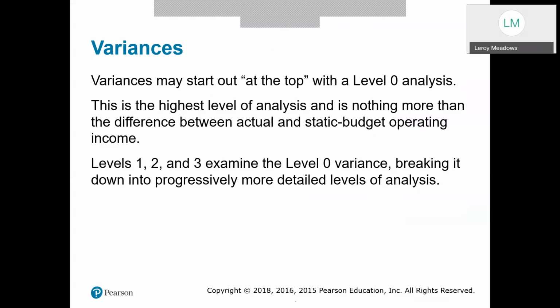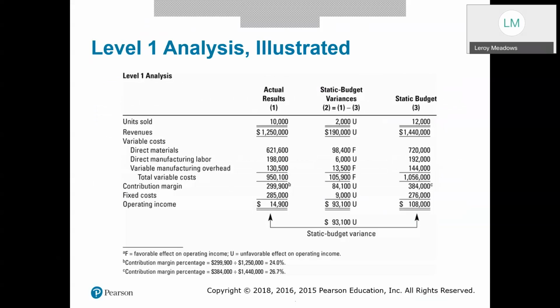Of the variances, and level 3 we get deeper into the details. So level 1 analysis is simply the static budget variance. The static budget variance is simply the difference between the static or master budget, what we planned on doing before the beginning of the period, and what we actually came up with. What were our actual results at the end of the period? At the end of the budgeted period, how did we compare to our static budget?